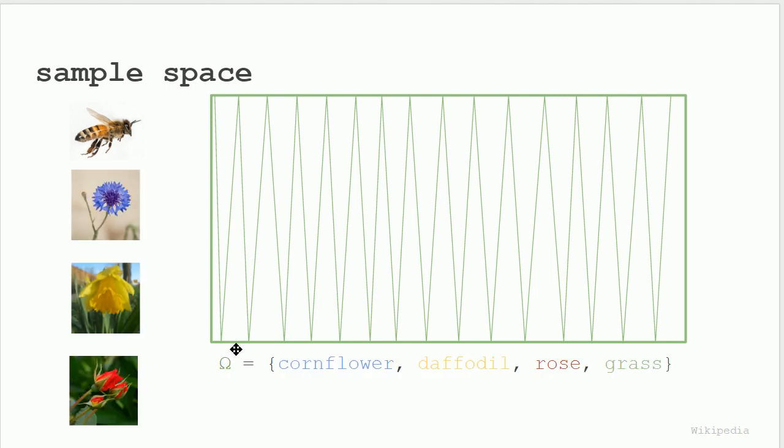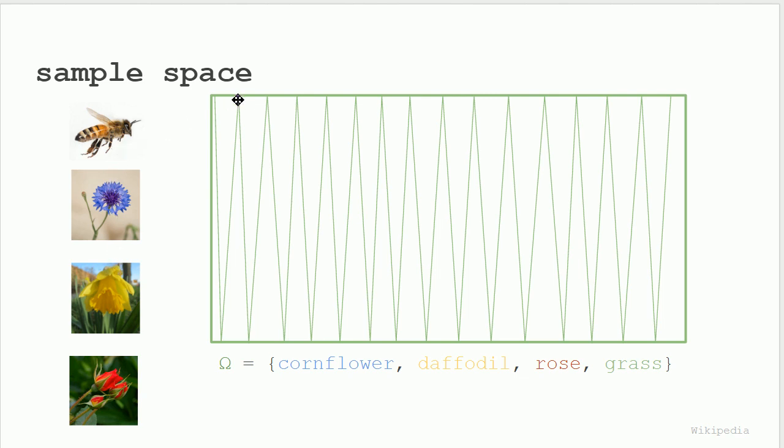And in the sample space, there are certain events that can happen, and all the events that could possibly happen are as follows. This is the set of the events. Remember the set notation with the curly brackets. So the bee can see a cornflower.